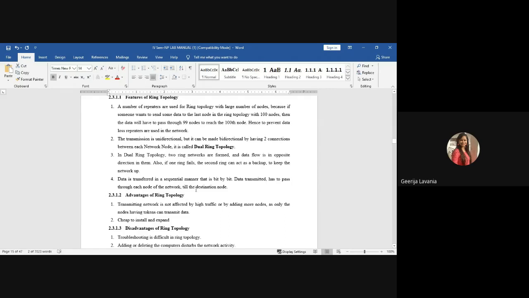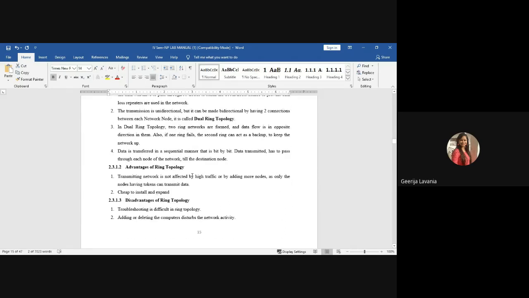node of the network. Advantages of the ring topology: the transmitting network is not affected by high traffic or by adding more nodes, as only the node having the token can transmit data. The second one is that it is cheap to install and expand.